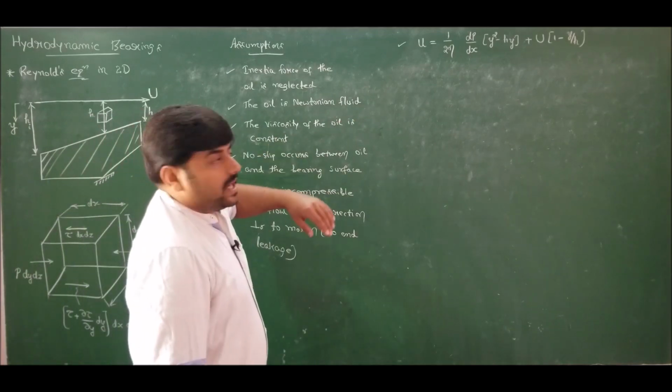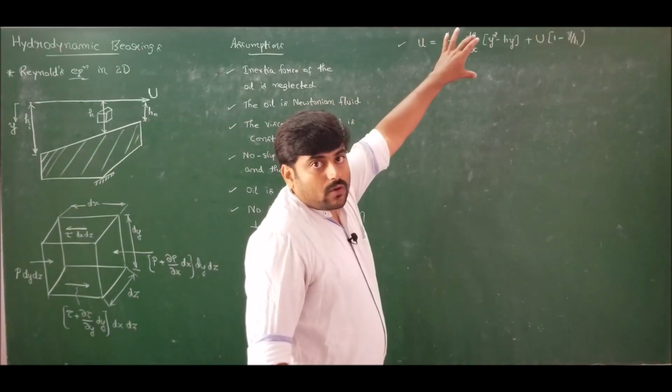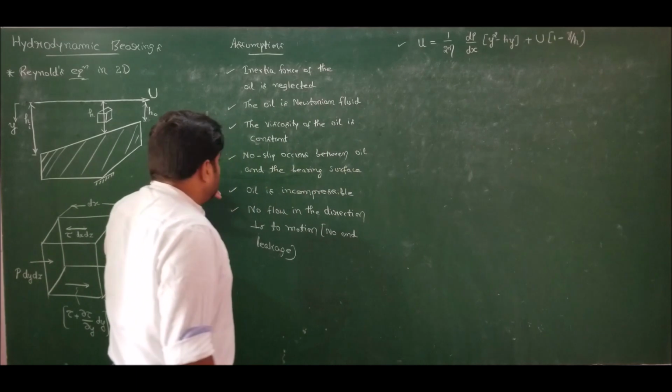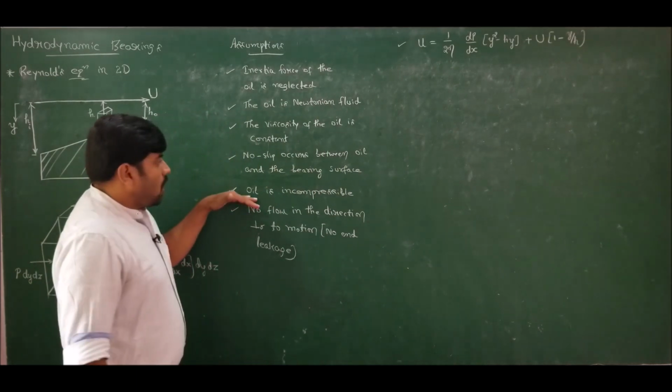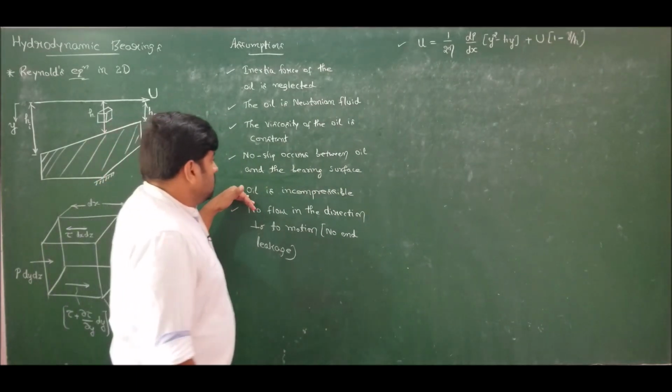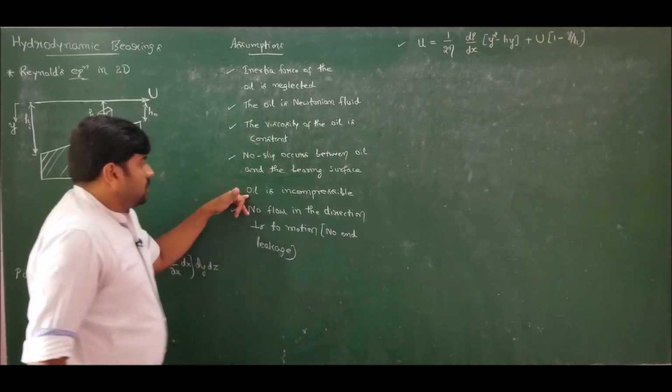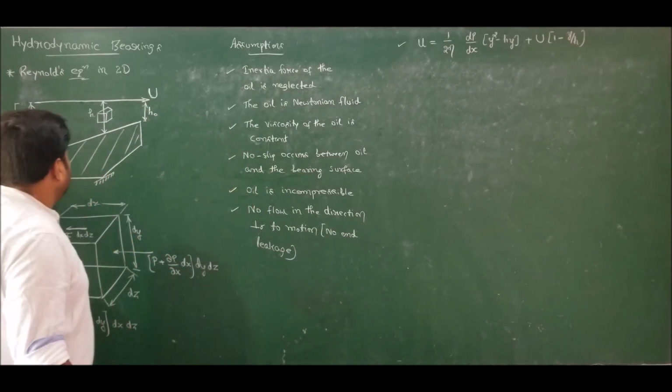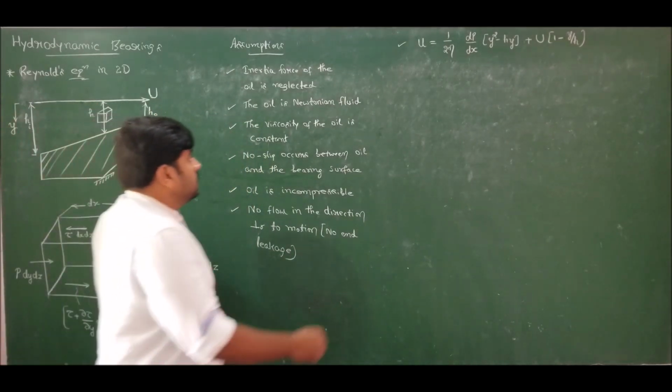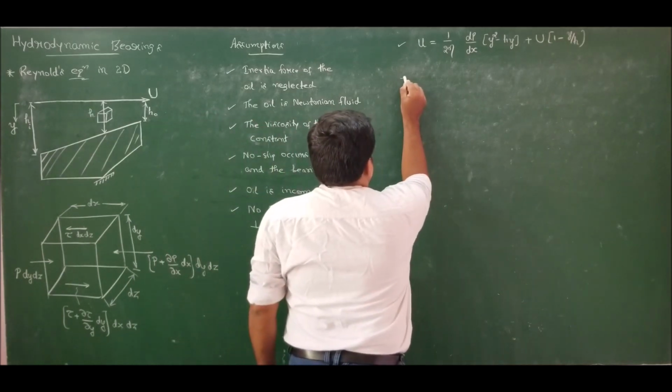Now moving ahead, just now we have derived the expression for velocity. Moving next, pick up the next assumption, that is oil is incompressible. So what do you mean by oil is incompressible? If oil is incompressible, then volume flow rate should remain constant, right?